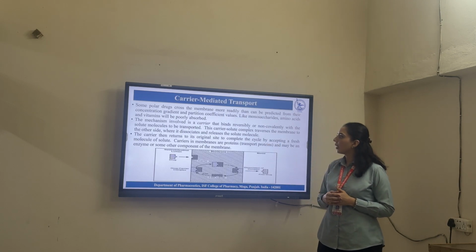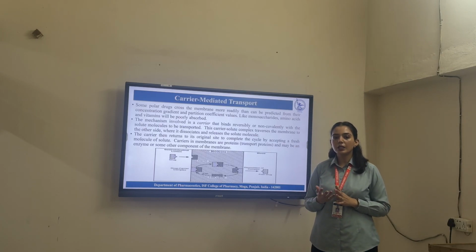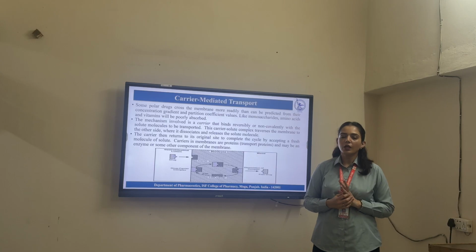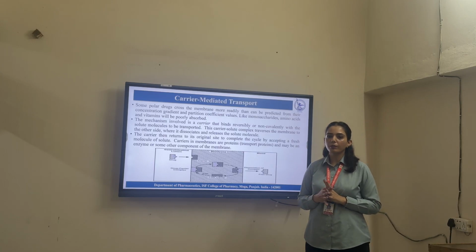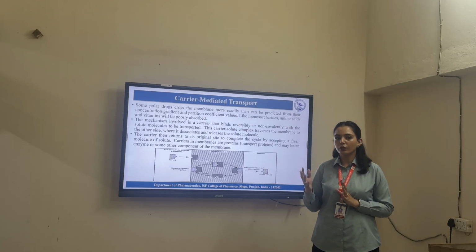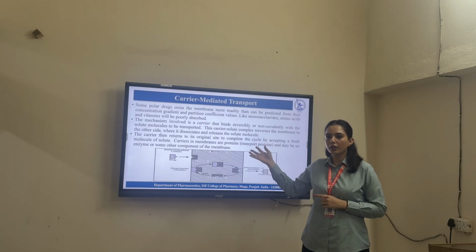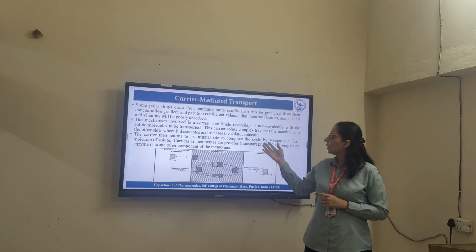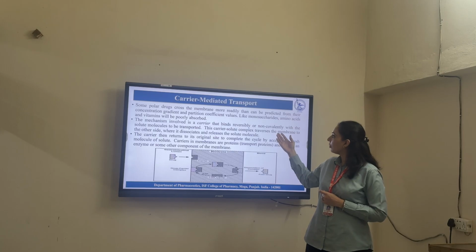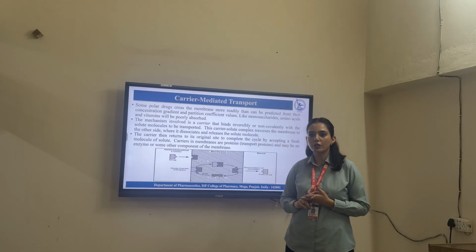Next one is the carrier-mediated transportation. Some polar drugs can easily pass through the protein channels, but the drugs which have a molecular weight of more than 400 Dalton can opt for carrier-mediated transportation. So some cross the membrane more readily than can be predicted from their concentration gradient.